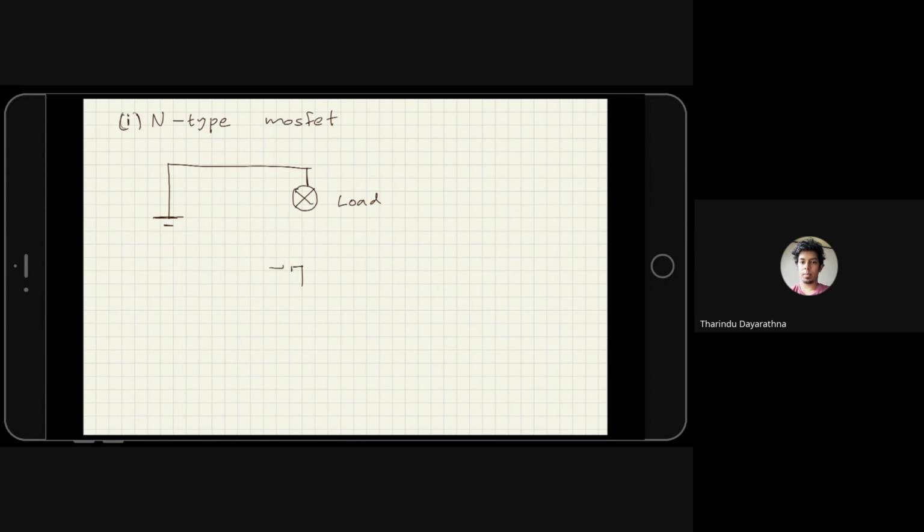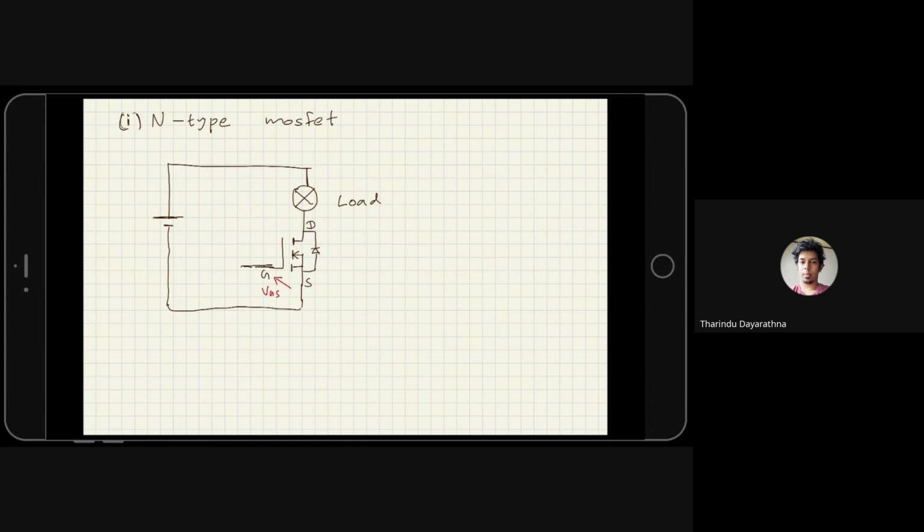Then we connect it like this, and you need to remember there is an internally created diode. This is the symbol for the MOSFET. If this is the gate, this is the source, this is the drain. To turn on this MOSFET, we use what we call VGS. If we turn on the MOSFET, the LED will turn on.